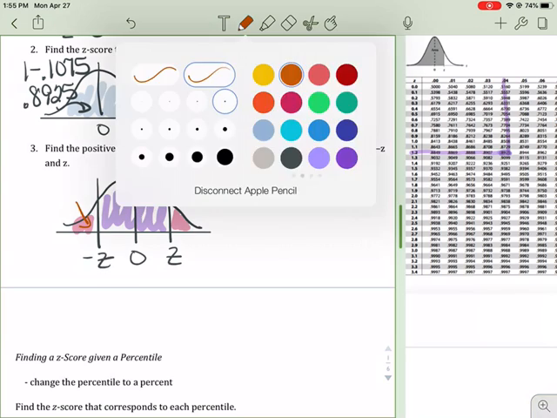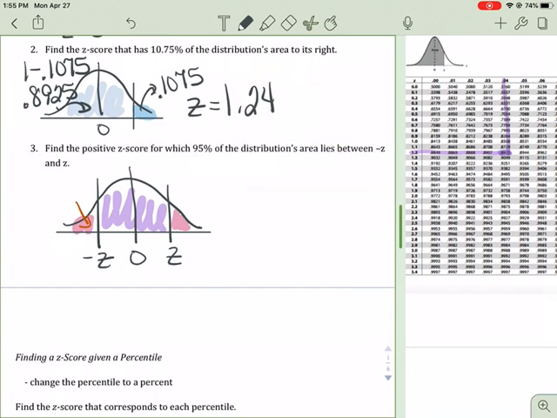So I basically need to find that one, because again, we're looking to the left. If I can find that one, I can look it up in the chart. So if 95% is in between, and the whole thing is equal to 1, we can find that these two pink shaded regions together are 0.05. And since there are two of them, let's divide it in half.